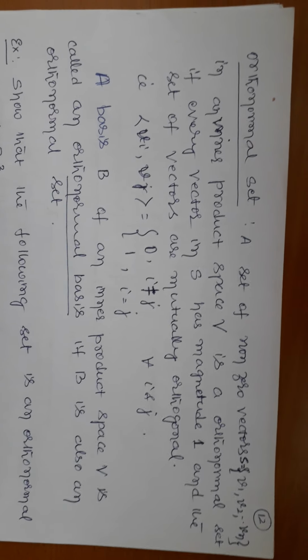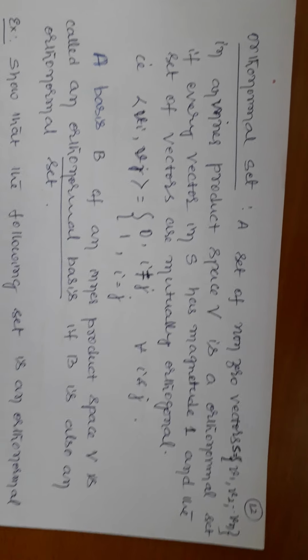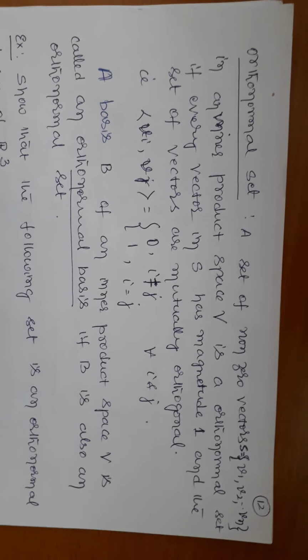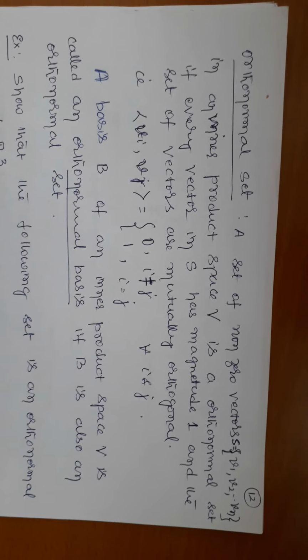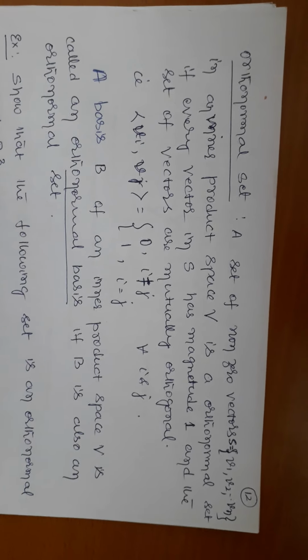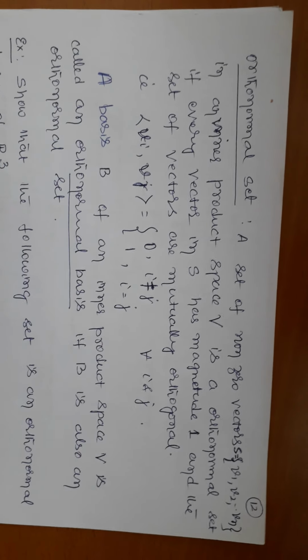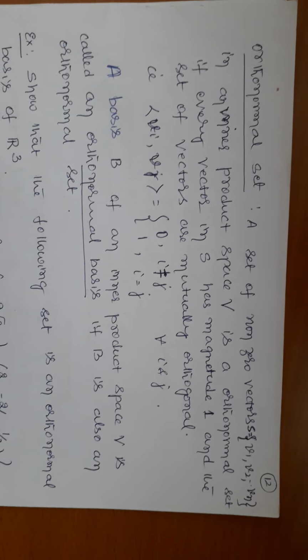An orthonormal set is an orthogonal set, but an orthogonal set need not be orthonormal. The difference is that in an orthogonal set we only expect the inner product of the mutual vectors to be 0. But along with that, in an orthonormal set, the length of each and every vector must be 1. This is the difference between orthonormal and orthogonal sets.